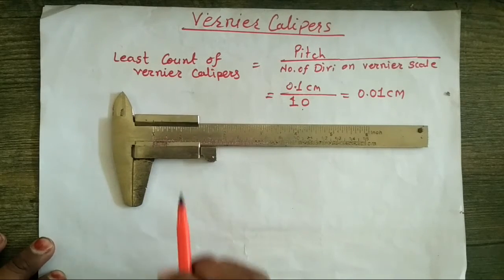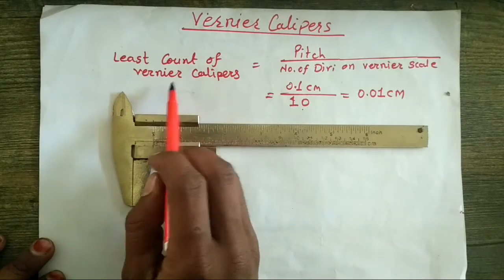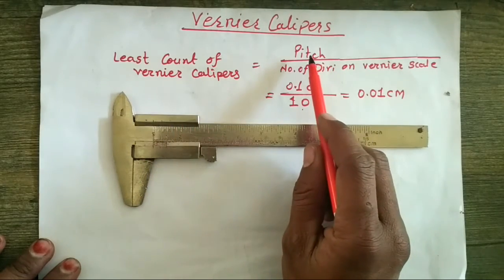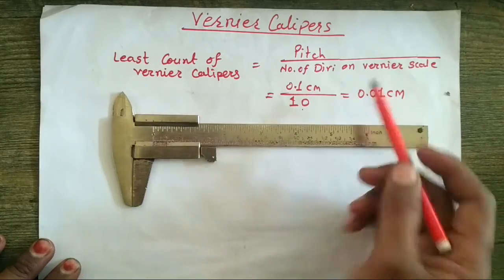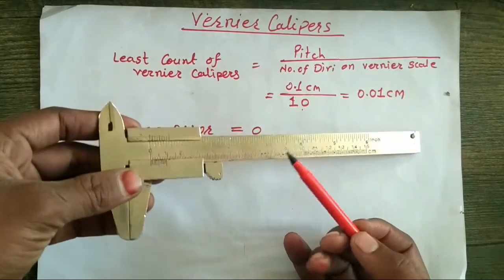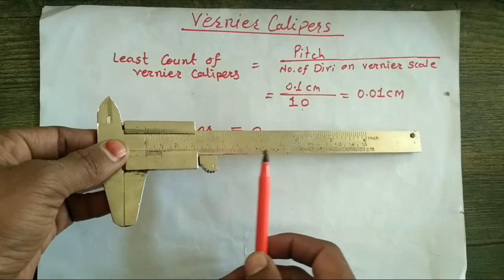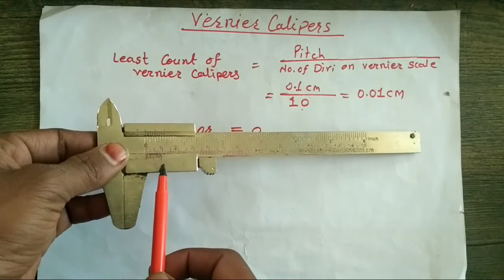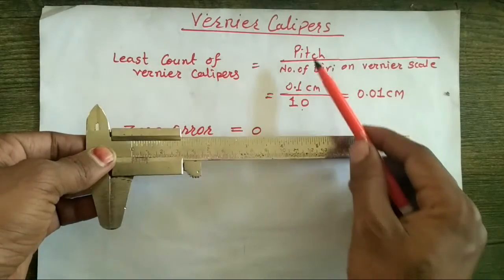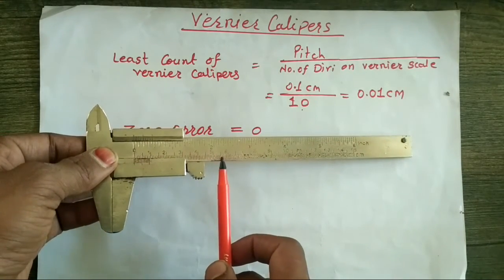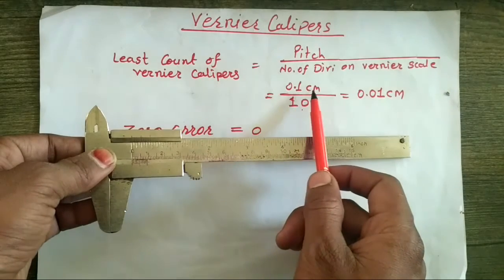Hello guys, before taking observation from vernier calipers, you are to find the least count of the vernier calipers, which can be found by using this relation: pitch over number of divisions on vernier scale. If you observe your vernier calipers, there are two scales engraved on it. This is called the main scale, and this lower part is called the vernier scale. Pitch means the minimum distance between two successive lines of the main scale, which is 0.01 centimeter.